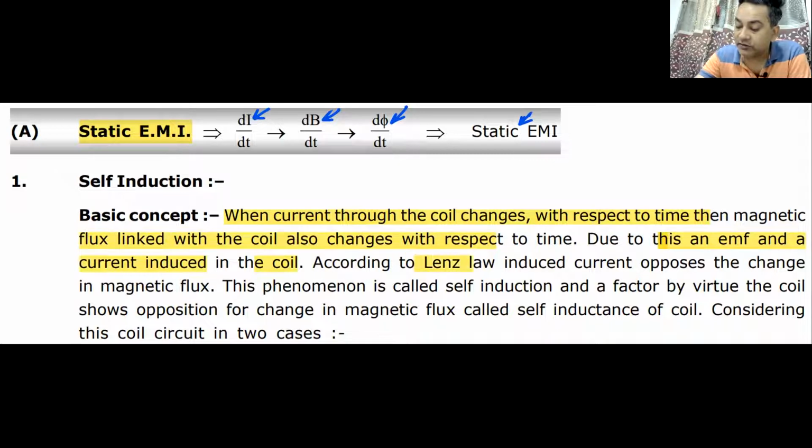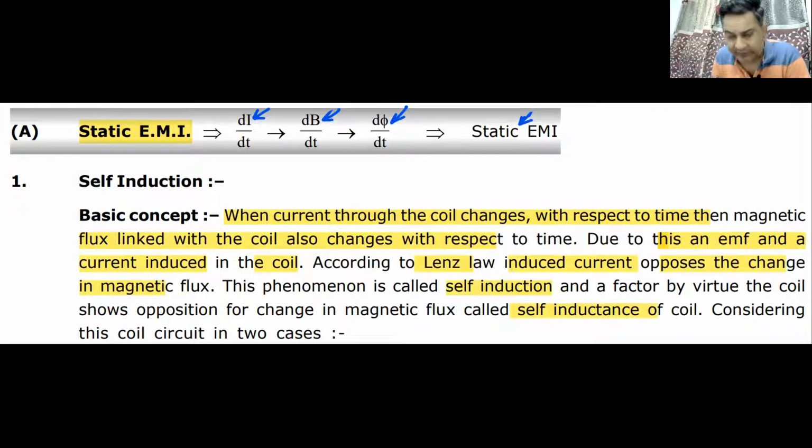According to Lenz's law, this induced current opposes the change in flux. Flux is changing because of change in current. This induced EMF will oppose the change in current. That means if the current is decreasing, it will try to increase. If the current is increasing, it will try to decrease. This phenomenon is known as self-induction, and this property is known as self-inductance. Do we understand this?